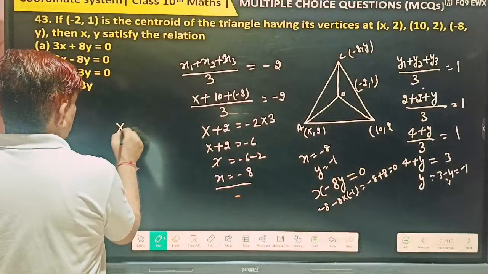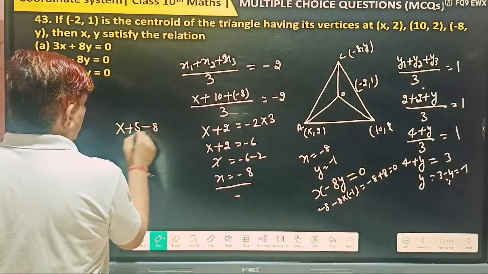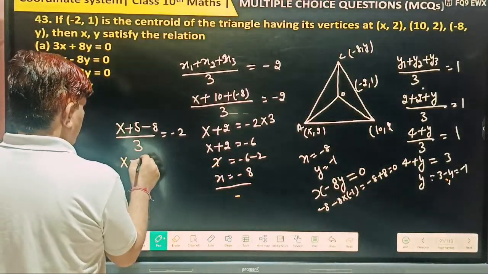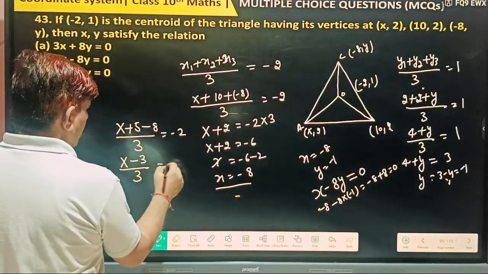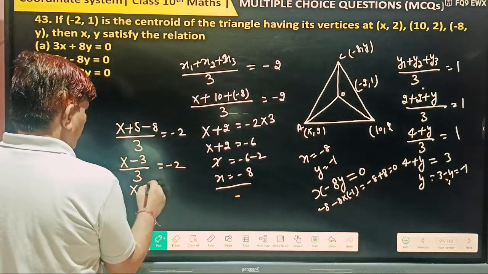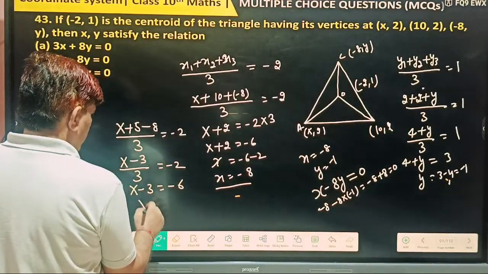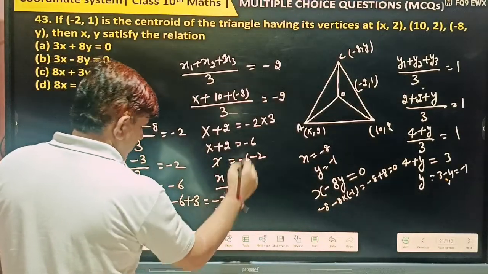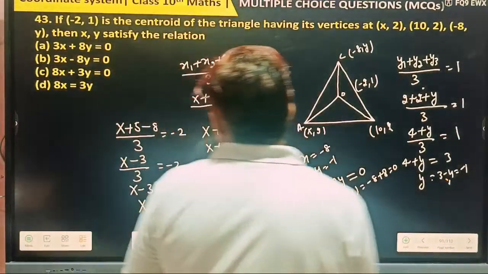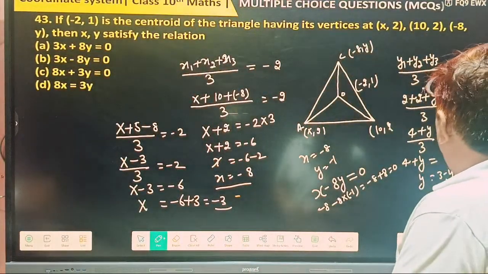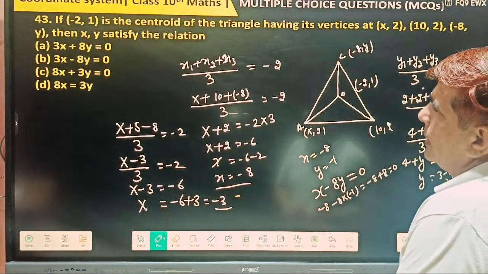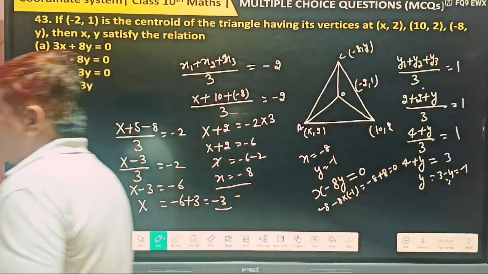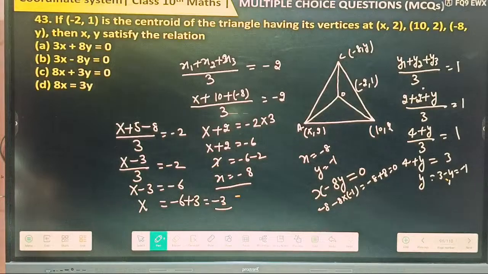And if I put here in place of this 5, so look one time. This becomes x plus 5 minus 8 by 3 equal to minus 2. So it becomes x minus 3 by 3 equal to minus 2, so x minus 3 equal to minus 6. So x equal to minus 6 plus 3. What's coming? Minus 3. Then what can we say? There is some change in it.